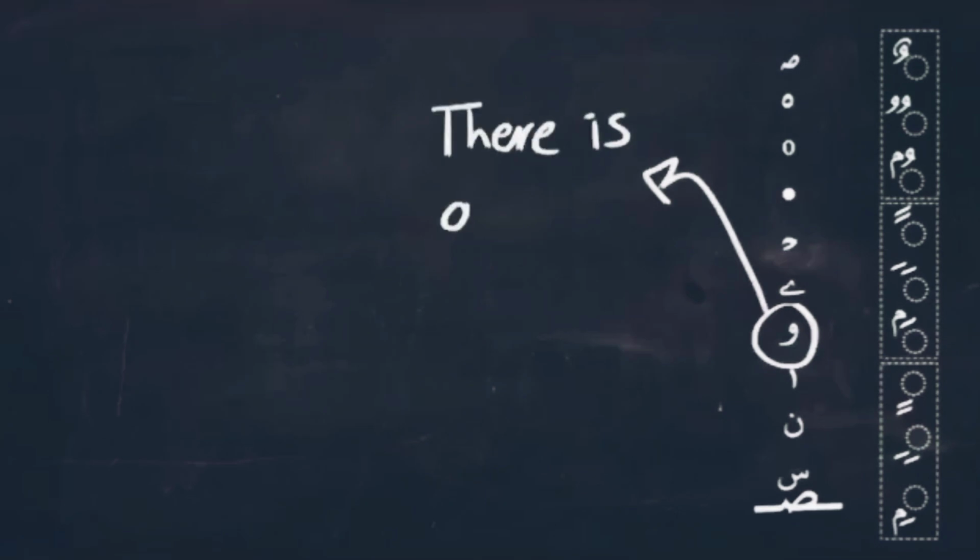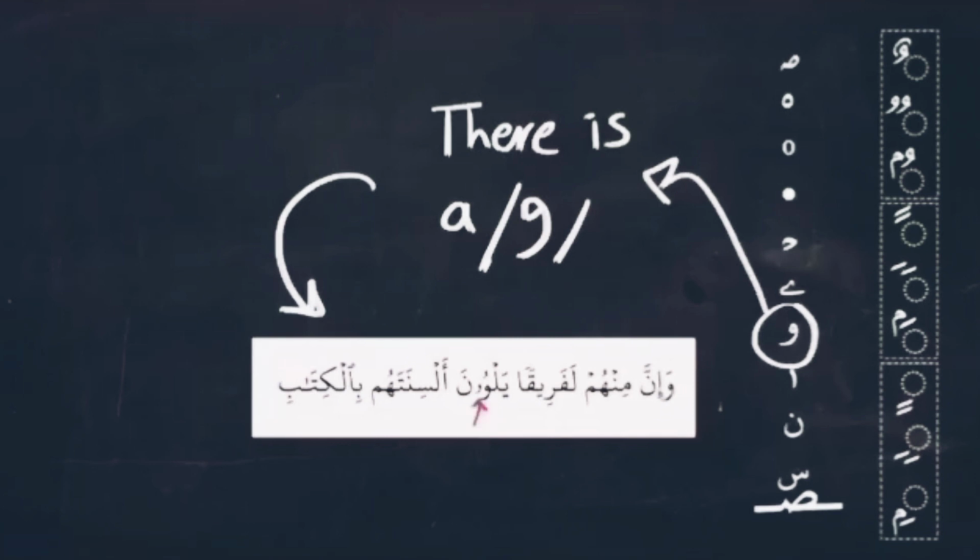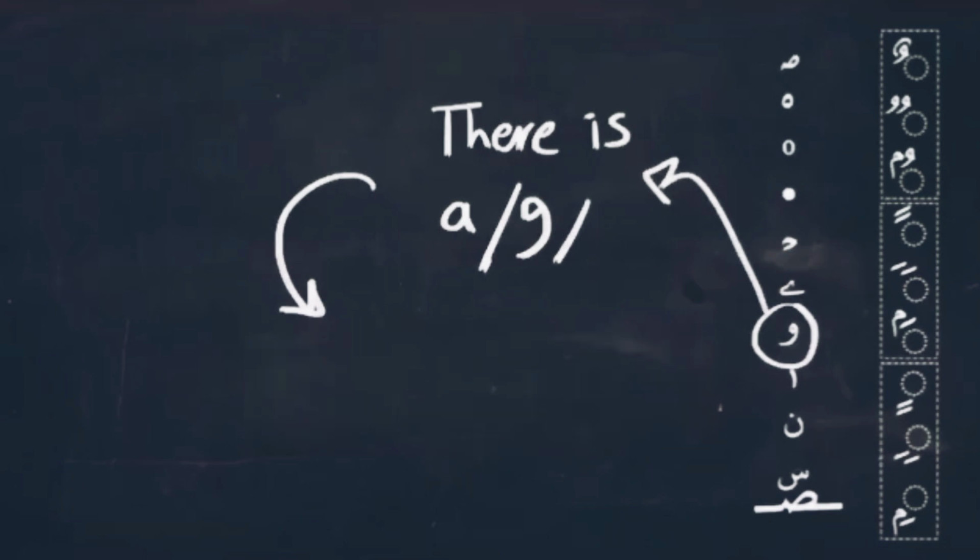Next is the sign that looks like a waw, and it is exactly what you think it looks like. It is also the addition of a waw that is not actually there. So you should pronounce it even though it is not written in there. Like in this example. وَإِنَّ مِنْهُمْ لَفَرِيقًا يَلْوُونَ أَلْسِنَتَهُمْ. So there is two wows here. One of them is already written, but the other one we have this sign to tell us that it is there. So you would say يَلْوُونَ.